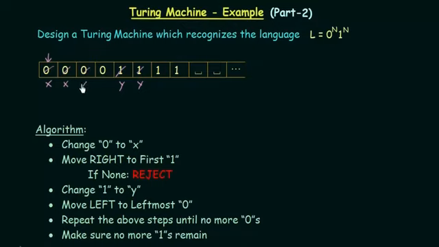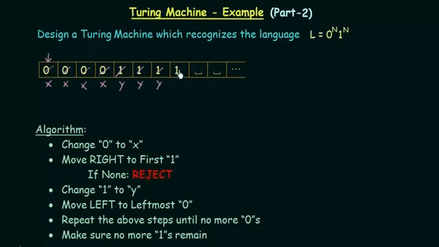I replace it with X, and then I move to the right to the first one. Now which is the first one? This is the first one. Now I replace it with Y, and then I move left again, searching for the leftmost 0, which is this one, and I replace it with X, and then I move to the right, searching for the first one, which is this one, and I replace it with Y.